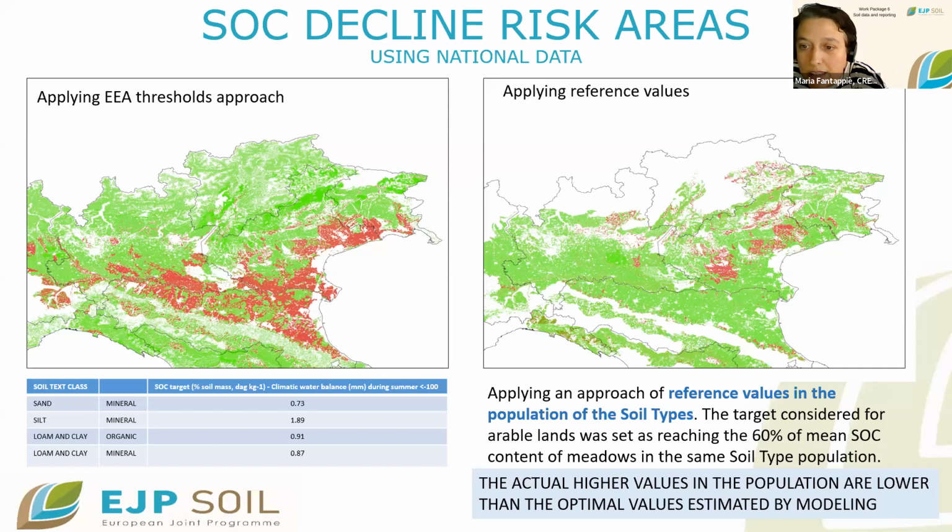I interpret the right side, the application of reference values in this way, as meaning that at this moment the population we have available in our data sets probably does not represent the potential for these soils. So for this reason, the risk is lower. In any case, the message is that whatever approach we want to adopt, I think the countries should test what happens.